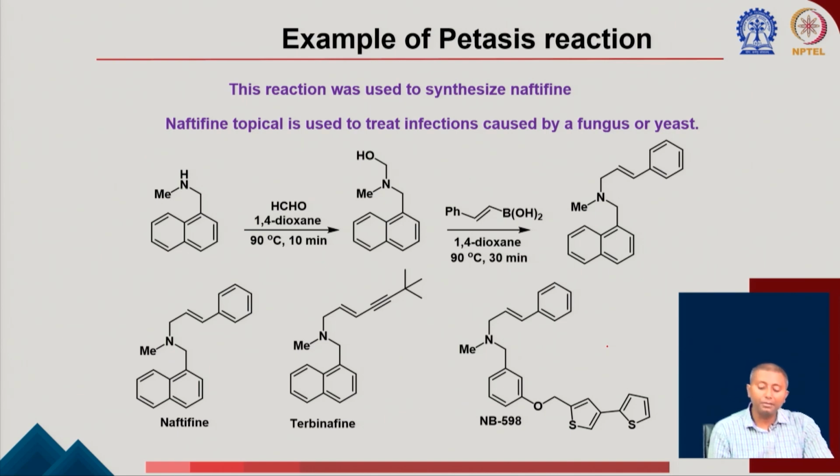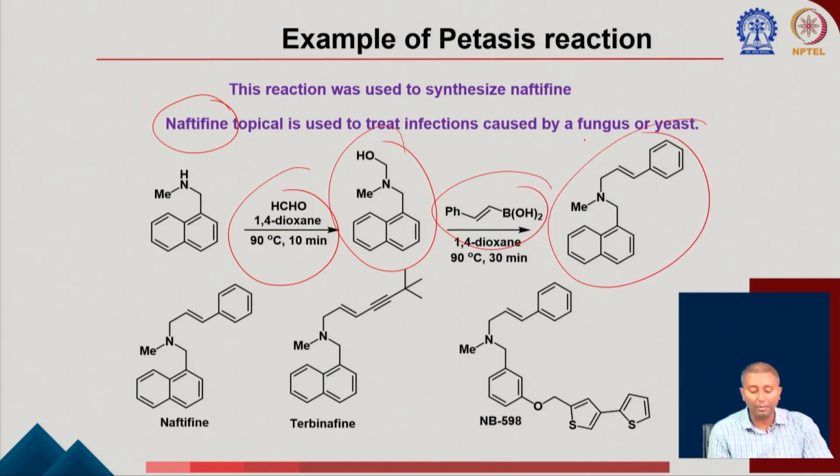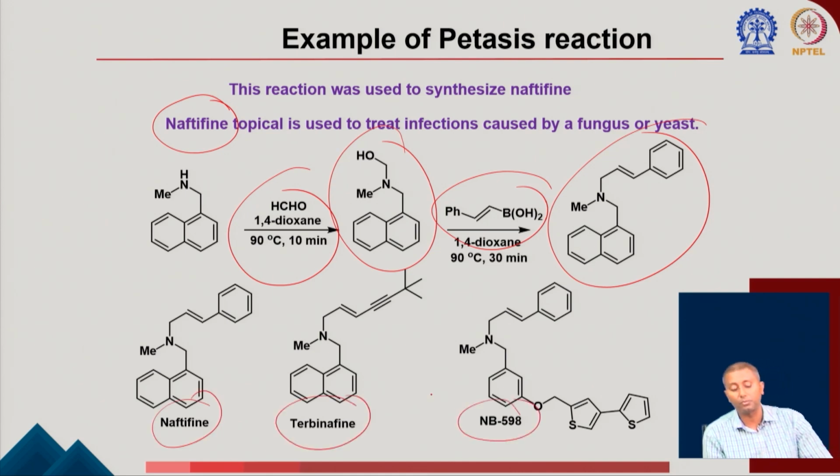The first thing again you can see is formaldehyde and dioxane. So this is synthesizing a marketed drug, naftifine, using a vinyl boronic acid. It can get to the corresponding product with a very similar mechanism, and this chemistry was used for synthesis of further marketed drugs and bioactive compounds.